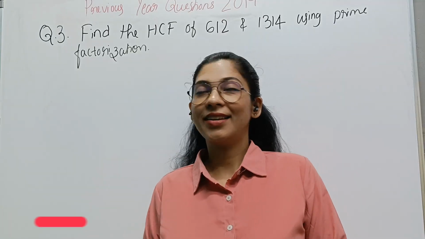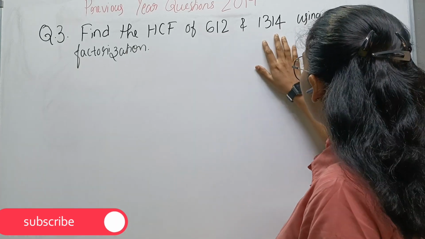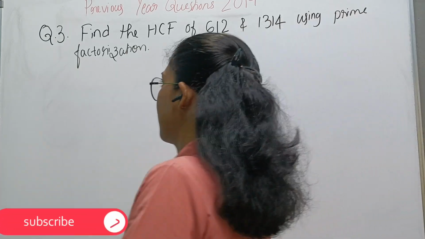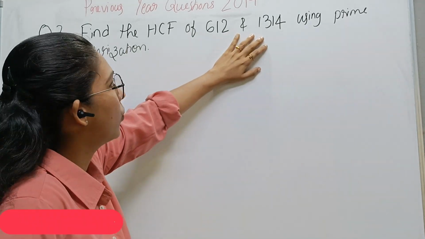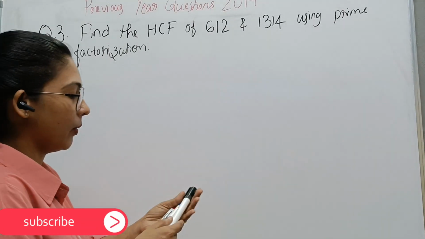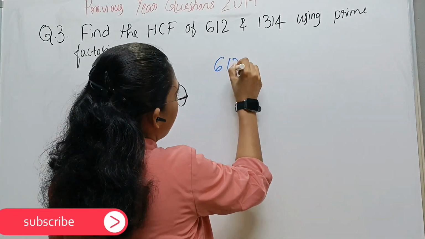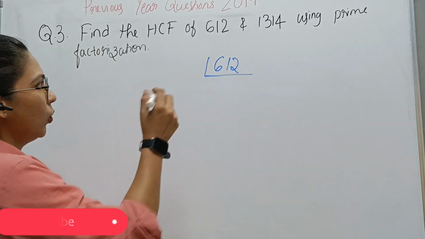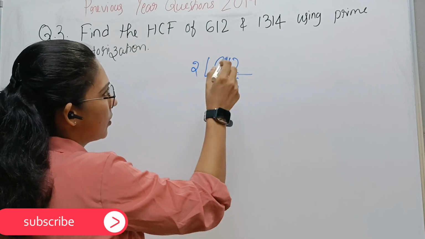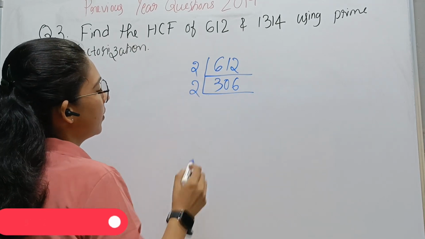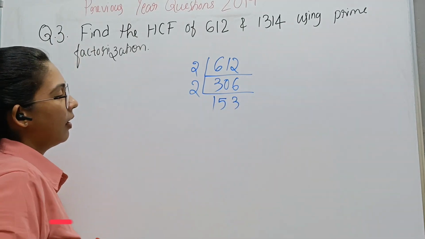Now, the third question is: find the HCF of 612 and 1314 using the prime factorization method. So let's factorize 612. Let's start with 2. 3 2s are 6, 6 2s are 12. Again with 2, 1 2 is 2, 5 2s are 10, 3 2s are 6.